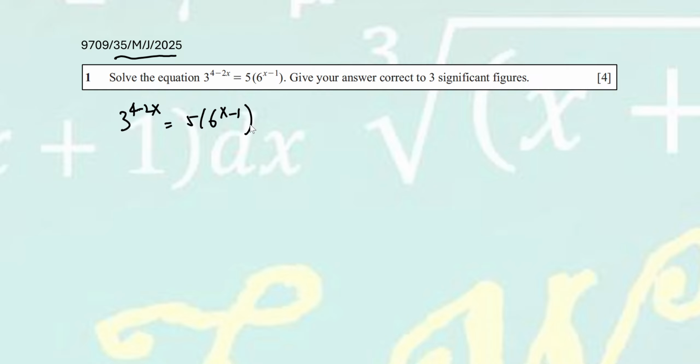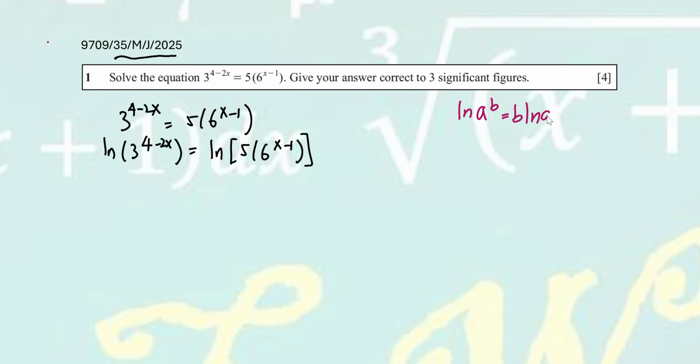So what we need to do here is to get the x. Since there is one term on both sides, we just take ln both sides. Okay, so take ln both sides. Only one ln is allowed. Okay, so use the properties of ln: ln a to the power b is b ln a.